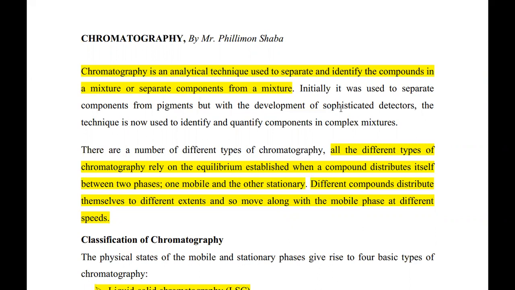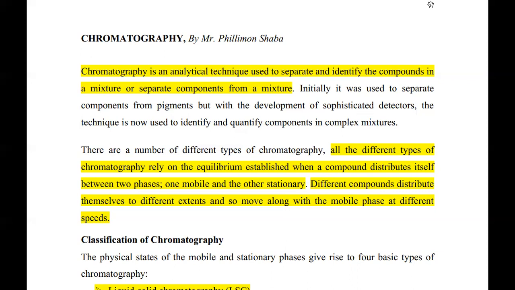Today we'll be looking at separation techniques, and in particular we'll be looking at chromatography. There are quite a lot of separation techniques that we can use, but today our main point of focus will be on chromatography.